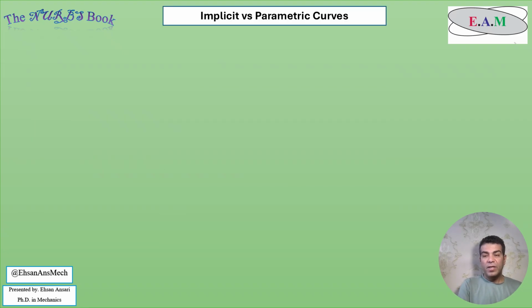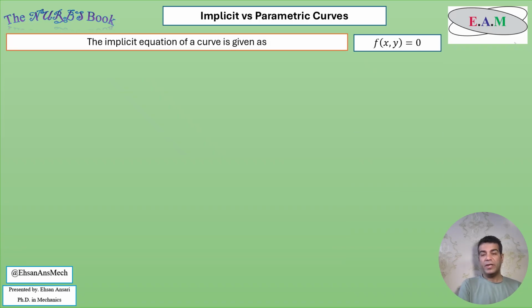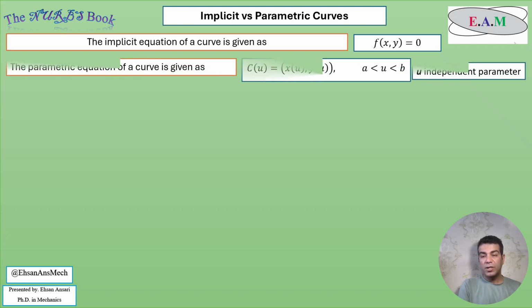Let's begin with the fundamental difference between implicit and parametric curves. An implicit equation of a curve is typically written in the form f = 0, for example in 2D space. This means the curve is defined as the set of all points that satisfy this equation. On the other hand, a parametric equation expresses the curve using an independent parameter like u in parameter space. The curve is described as C(u) = (x(u), y(u)) in 2D space, where u varies from a to b.